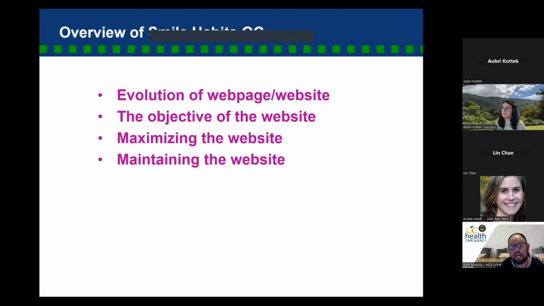Tips and things that we've done to be able to maximize the website. So that means that we're looking at the user experience, looking at their user needs and what are they looking for, and how do we create an environment where people want to come back to our website and spend more time on our website. And then how do we maintain that website?